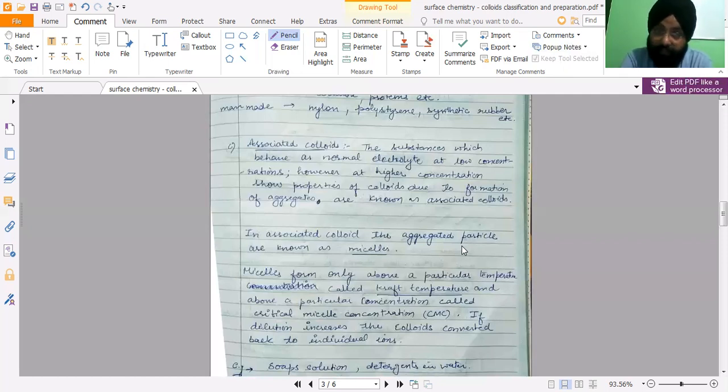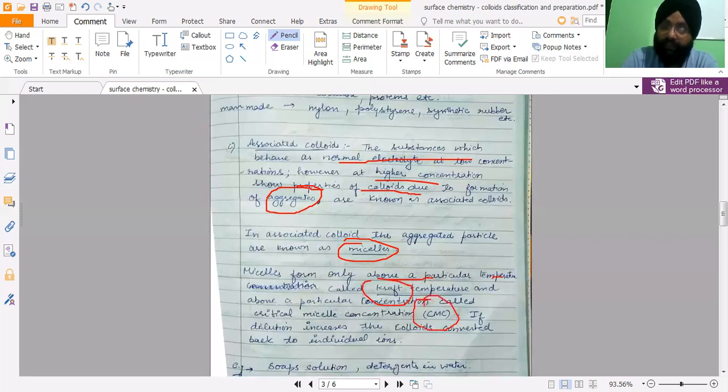These aggregates, in the case of associated colloids, are known as micelles. Micelles can be formed only above a particular temperature for a substance, which is known as the Kraft temperature, and above a certain concentration, which is known as the critical micelle concentration. These are normal electrolytes at low concentration, but at higher concentration they show the properties of colloids due to the formation of aggregates. Soap solutions and detergent solutions are the examples.